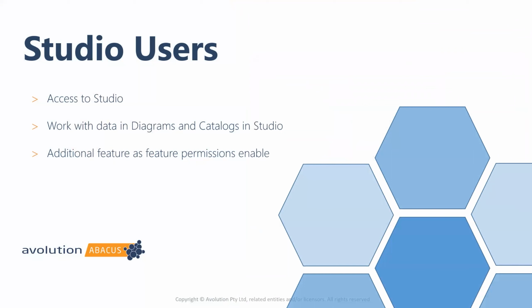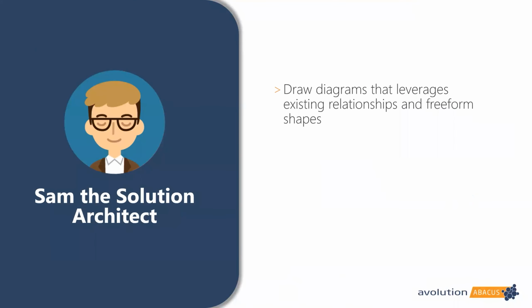Next, we'll get into Studio users. So Studio users have access to Studio and they can work with data in diagrams and catalogs. And then we can also enable additional feature permissions for them. And so our first Studio user is Sam, the solution architect, and he needs to draw diagrams that leverage existing relationships, as well as utilizing freeform shapes for sort of diagram add-ons. He also might be copying and pasting template diagrams. There's a lot of complexity in this case in the types of diagrams that he is drawing. And so we want to make sure that he has access to the full range of diagramming options that we have available in Studio.